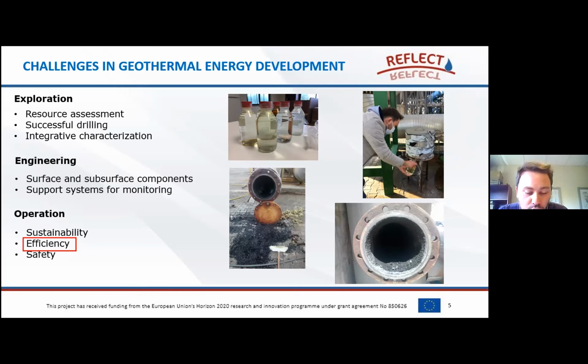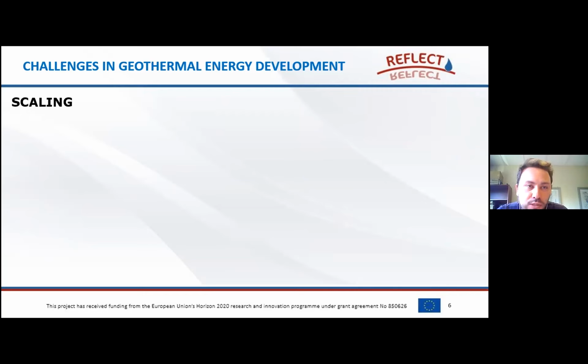Increasing the efficiency of the power plant depends on the solution of scaling and corrosion problems, which are the most common chemical problems in geothermal power plants. So let's look at these problems now.